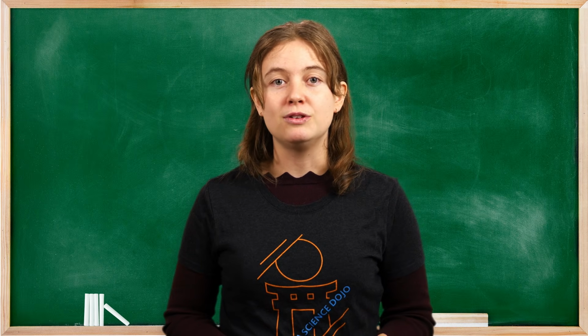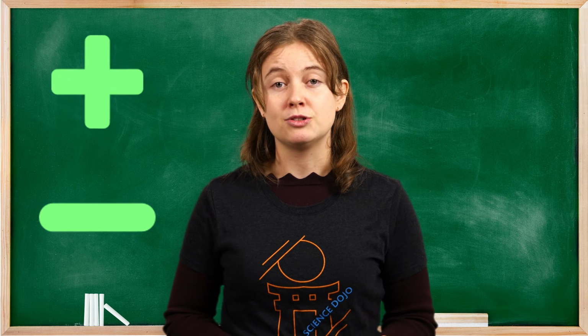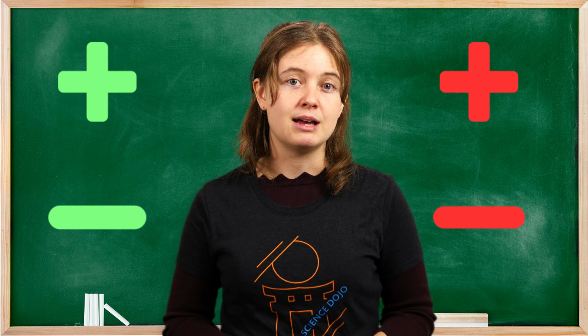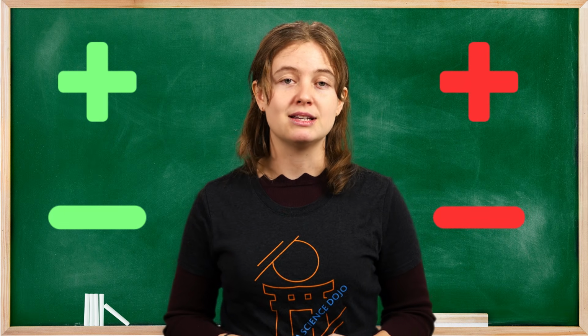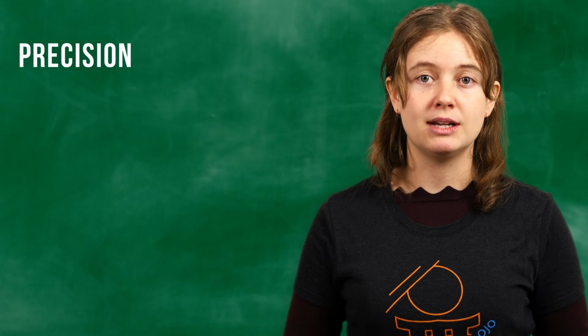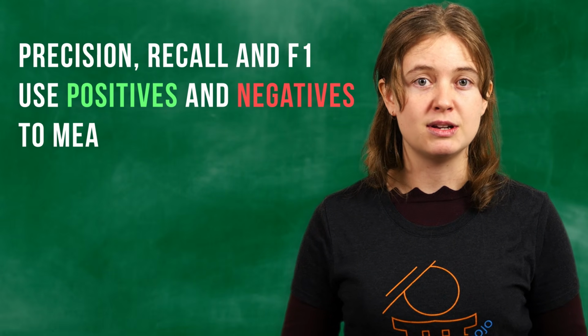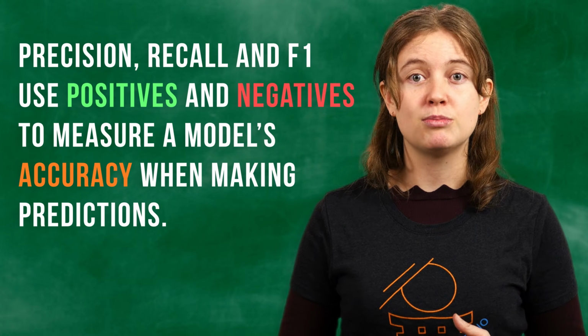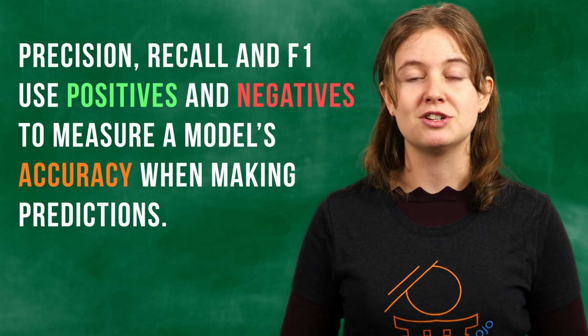In our video on the confusion matrix, we learned about true positives and negatives and false positives and negatives. This is how many times a model correctly or incorrectly predicts a class. Precision, recall, and F1 use these to measure if a model is making many mistakes when predicting a class, or if it's doing a pretty good job at being spot on in its predictions.